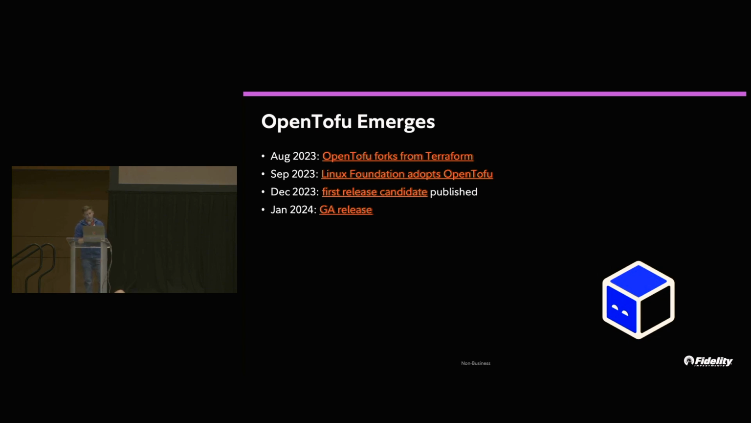In December, there was the first release candidate of the Tofu CLI. And in January of this year, we get Tofu 1.6.0. Today we have at least 1.7 and 1.8 releases available for Tofu as well. I'm pretty sure 1.9 is probably not too far away.